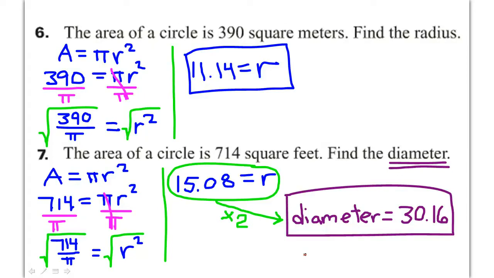All right, any questions on 6 and 7? Yeah. When you have to find the radius and diameter, when it says find the diameter, I don't see a way to get the diameter first. No, but I didn't write down the radius for number 7. Well, you've got to show your work, so don't skip that step.